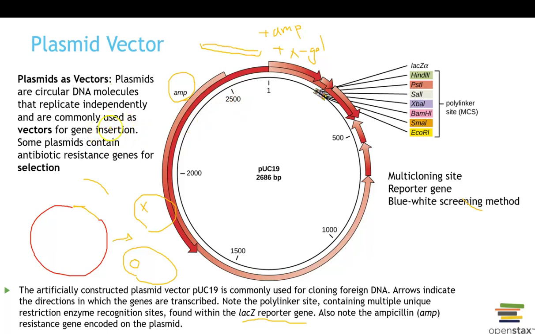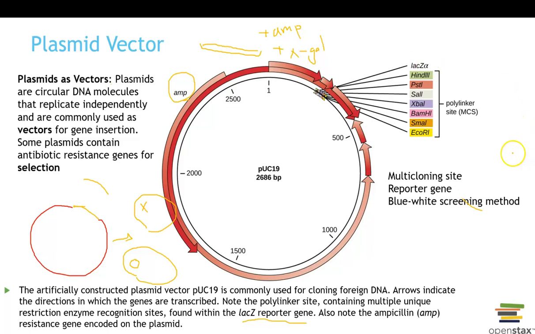But if the bacteria has an insert, so it contains the insulin gene, because the insulin gene is now attached to the plasmid, it is going to interrupt the LacZ gene, so the gene is no longer functional, so it is not able to produce the enzyme to break down the X-gal. So X-gal is not going to break down into the end product, so they're going to stay white.